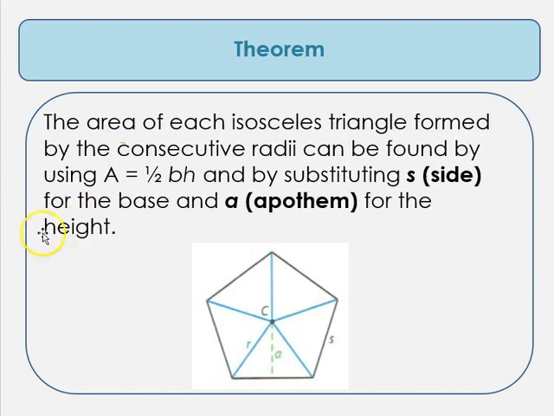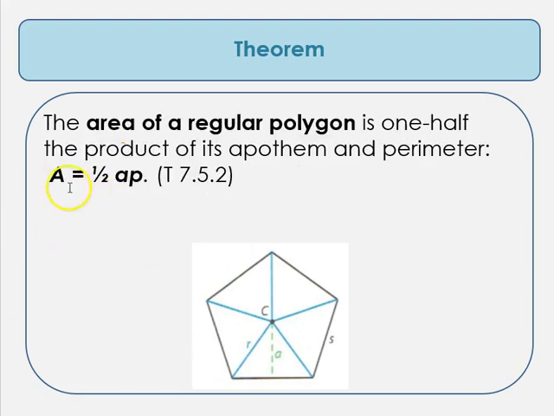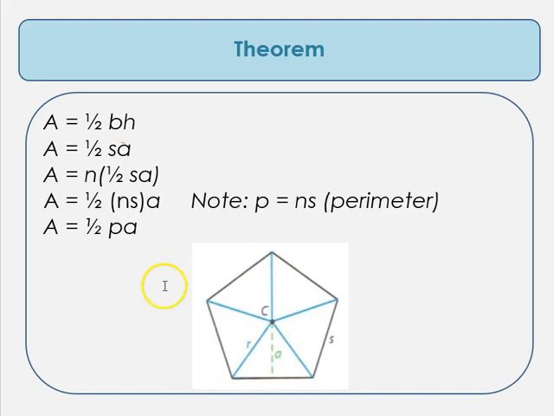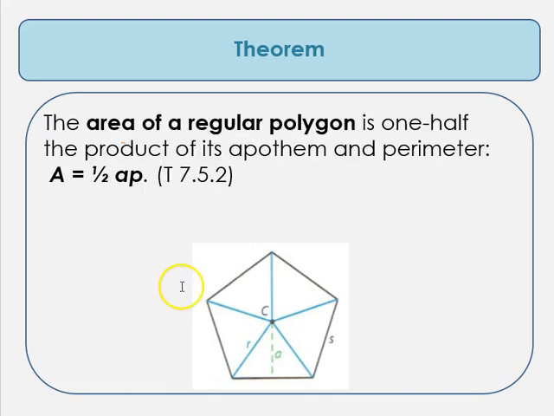But for right now, in your notes, put 1/2 AP is the area of a regular polygon. So this can be used not only on a pentagon, but it can be used on an octagon, a hexagon, a nonagon, and so forth. Sorry, I keep going backwards.